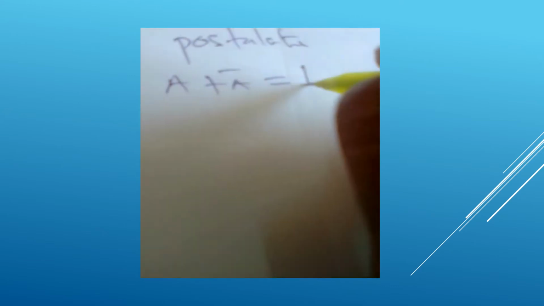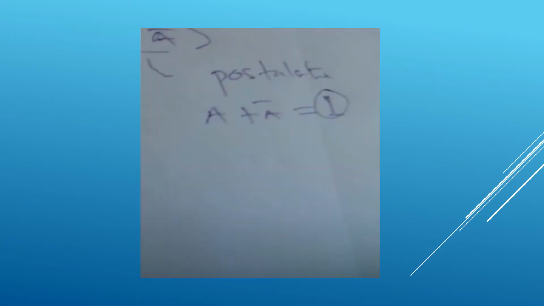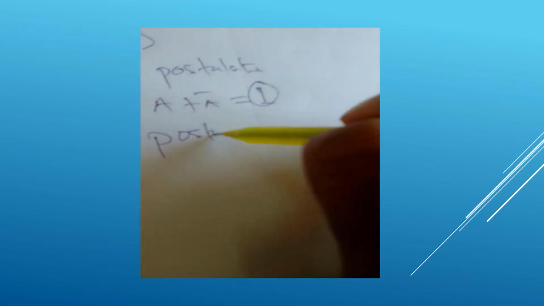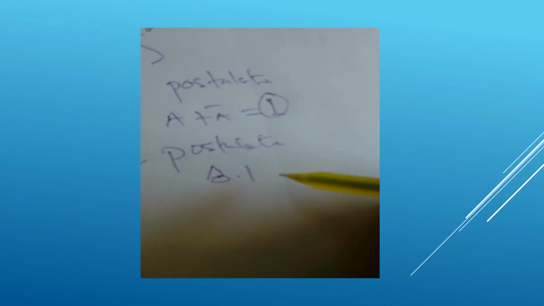Now, which postulate can we use? According to a postulate, we substitute this one with this one. So it is going to be A plus B in the brackets. We can follow a postulate which will guide us. So B dot 1 is basically the letter, which means this answer will be equal to A plus B. So this is our answer.